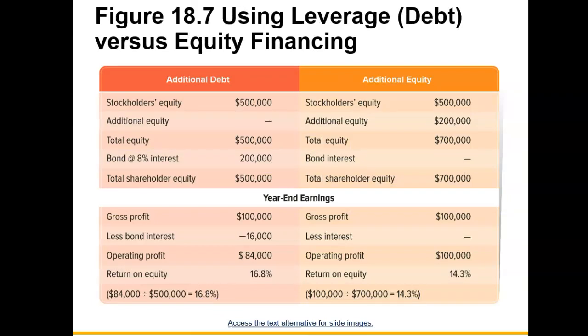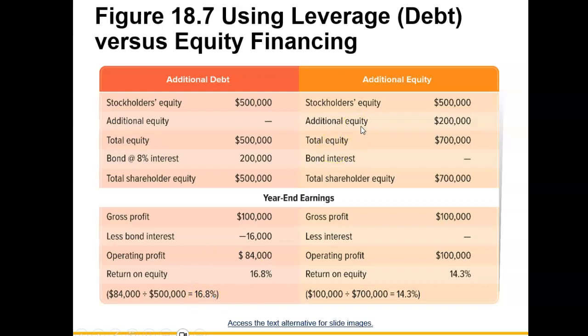So here we just have a graph that shows if I issue additional debt, in this case, we issue bonds for $200,000 at an 8% interest rate. Bonds are a liability. They do not impact our shareholders' equity, but because the bonds have, in this case, an 8% interest rate on $200,000, the interest would be $16,000. That interest does reduce our gross profit, impacts our operating profit. So our return on equity, which is our operating profit divided by shareholders' equity, is 16.8%.